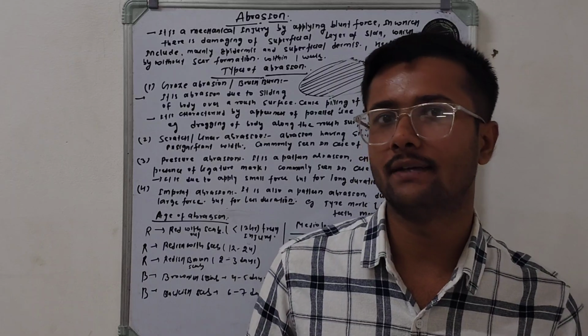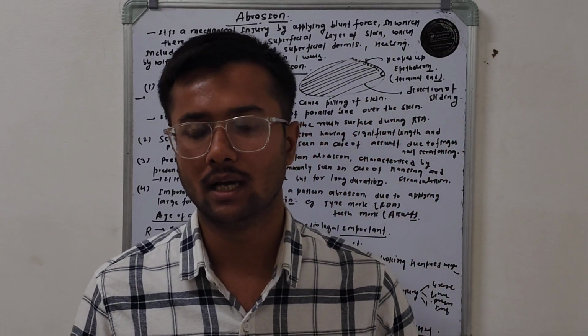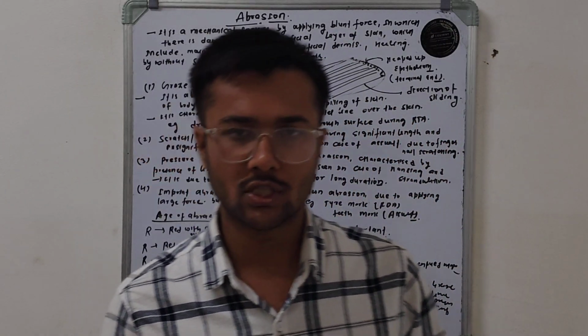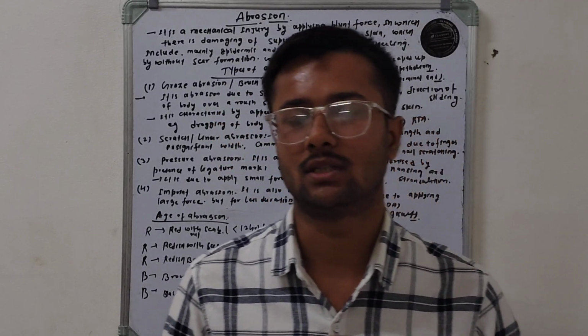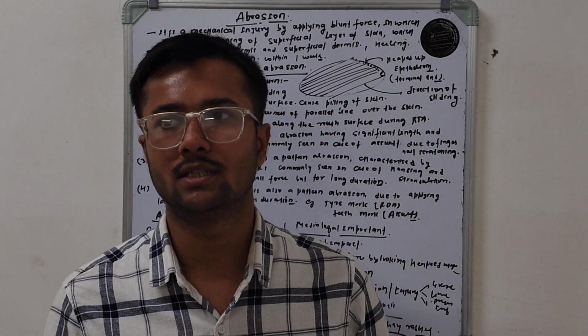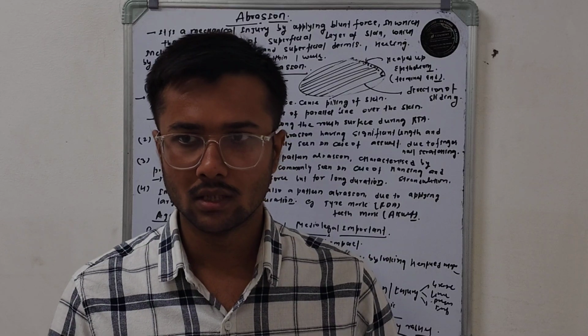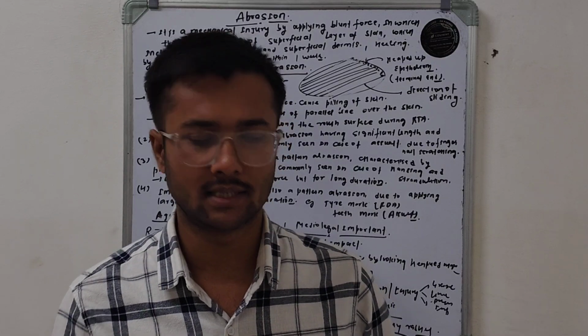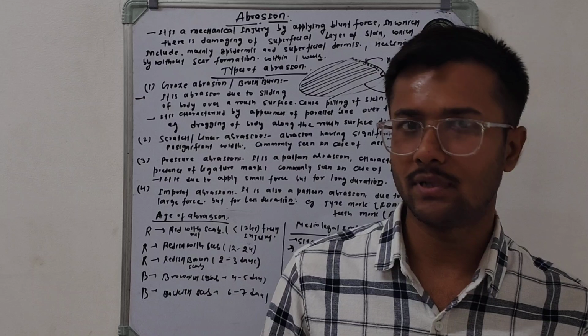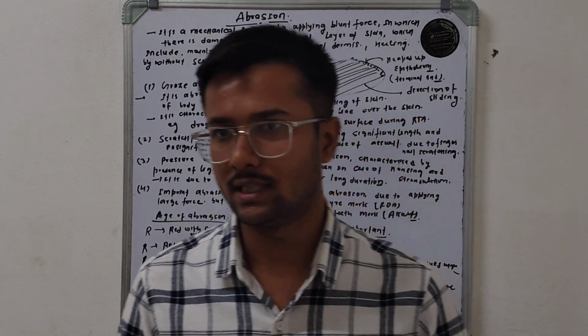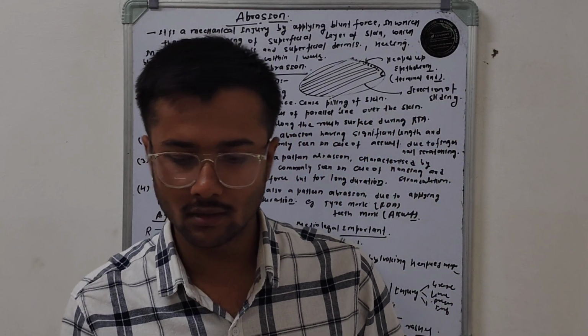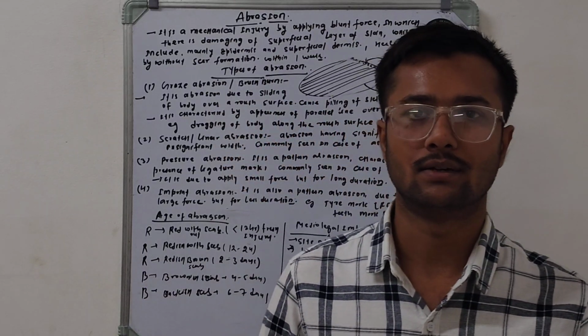So there are commonly four types of abrasion, and one of the most common is graze abrasion. So what is this graze abrasion? Graze abrasion क्या है जी? Let's see. Graze abrasion is due to the sliding of the body over a rough surface.